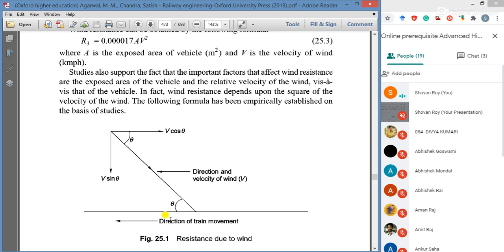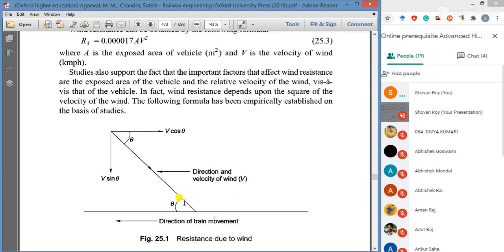Okay, suppose this is the direction of the train in this figure, and this is the resistance due to wind in this figure. If this is the direction of train movement and this is the direction and velocity of wind. Obviously, if a problem is given to us, then in the problem the angle or the direction of the wind should be mentioned, which is denoted by theta. This theta value should be given in our numerical problem.